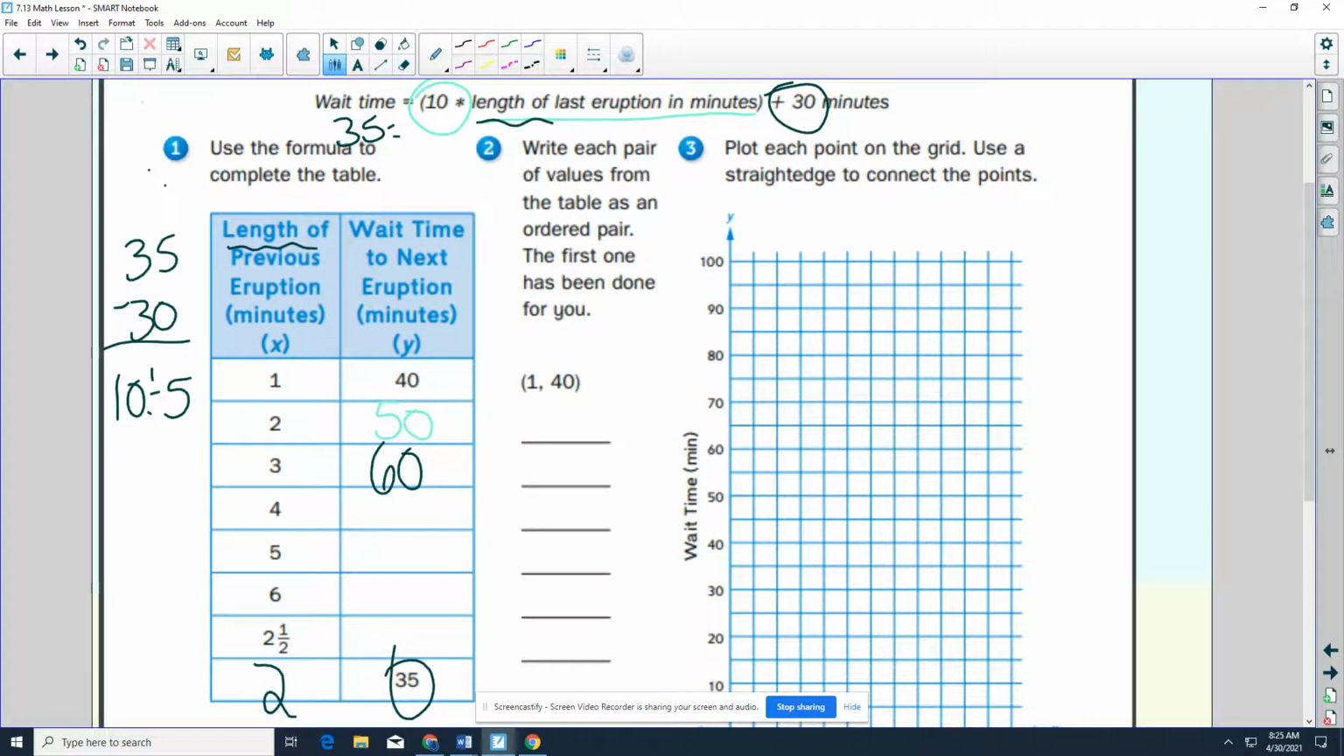So I'm going to want you to pause the video and fill out the rest of this chart. When we come back, we'll look at it together. Also, you need to, over here, write your ordered pairs, and then we will work on graphing them. So pause the video now and complete that.